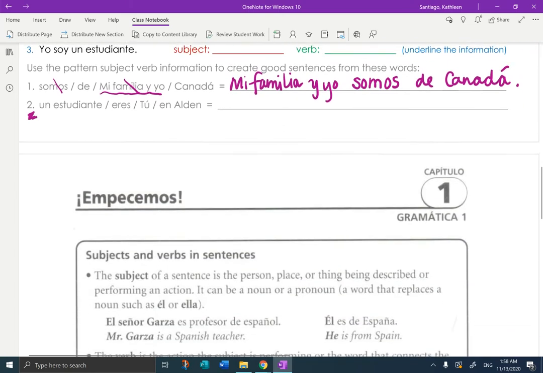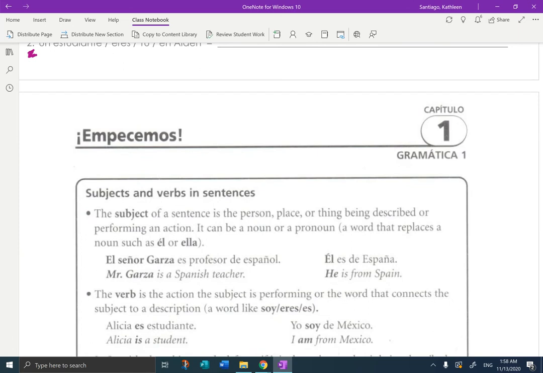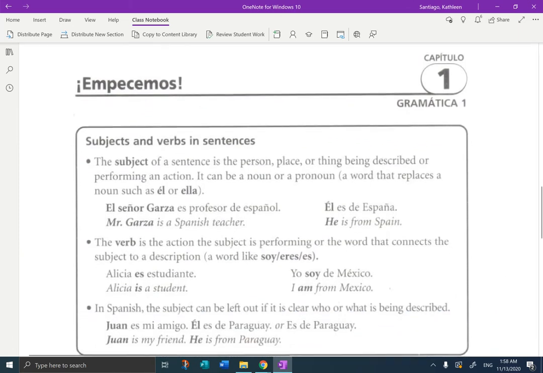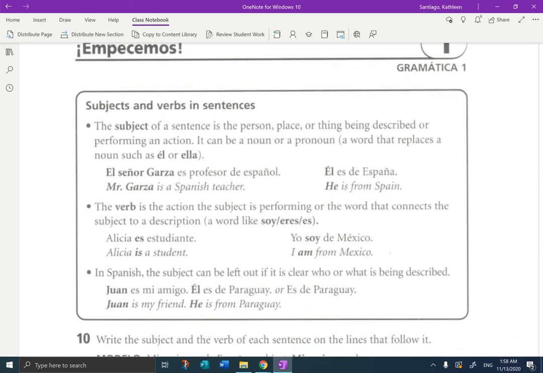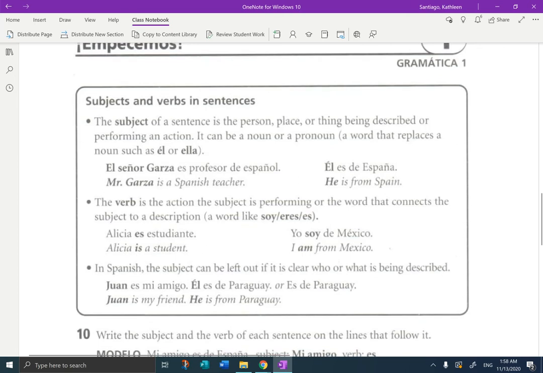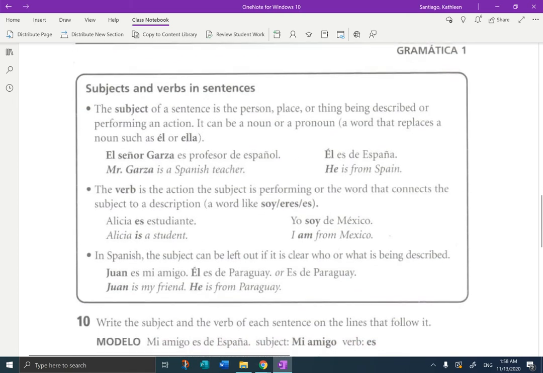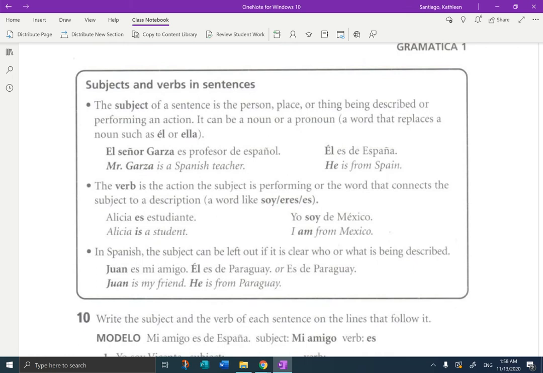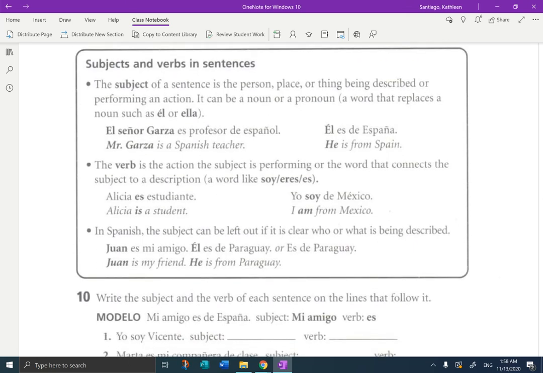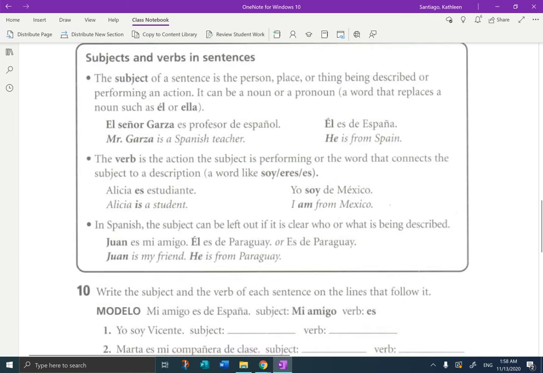Now, right below this, we have the workbook page from our textbook. So this is subjects and verbs in sentences. So you should be reading that. The subject of a sentence is the person, place, or thing being described or performing an action. It can be a proper noun like Juan or a pronoun like nosotros. Examples. El señor Garza es profesor de español. Mr. Garza is a Spanish teacher. Él es de España. He is from Spain.